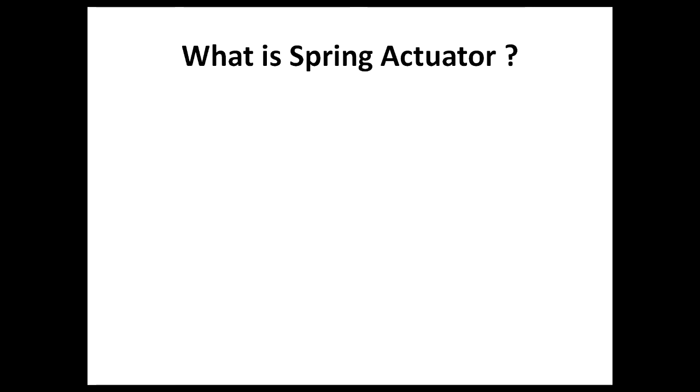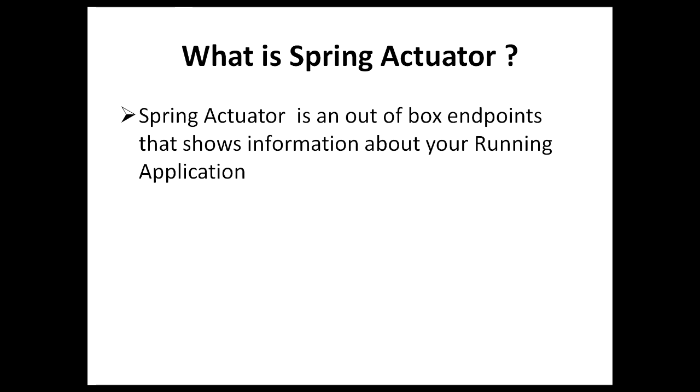What is Spring Actuator? Spring Actuator is an out-of-the-box set of endpoints that shows information about your running application. While you integrate the Actuator in your application, by default, the Actuator endpoints will be enabled. The endpoints will give information about your application, like which kind of environment the application is running in, how much RAM is being used, and how much memory and CPU the garbage collector is using. You can trace the logs, you can trace the HTTP requests, and so on.